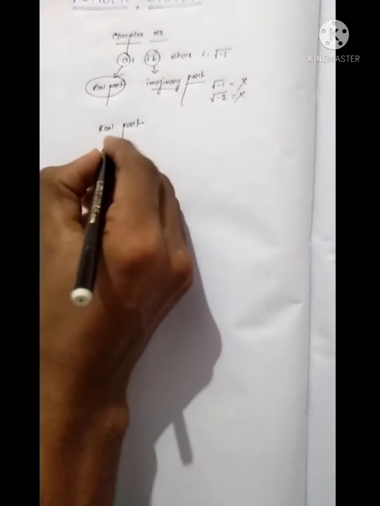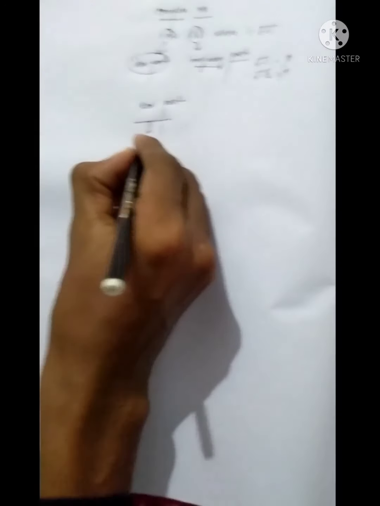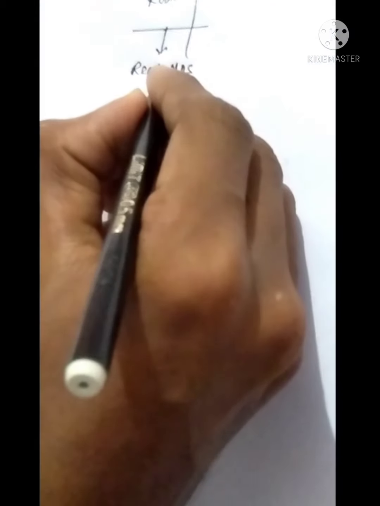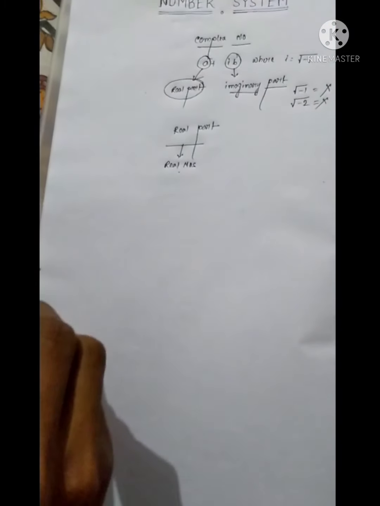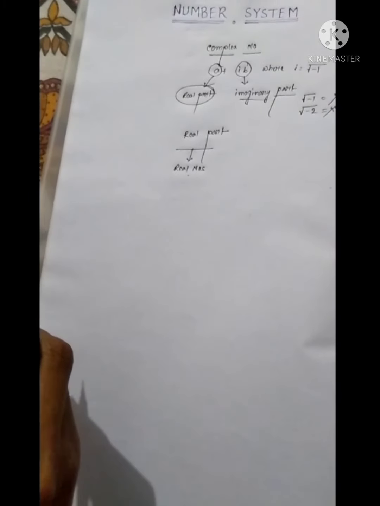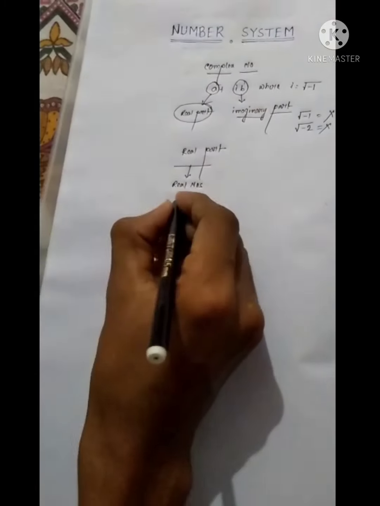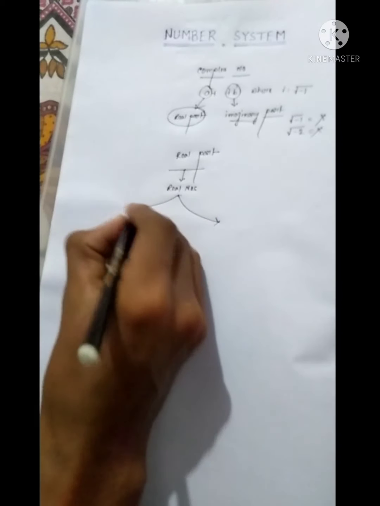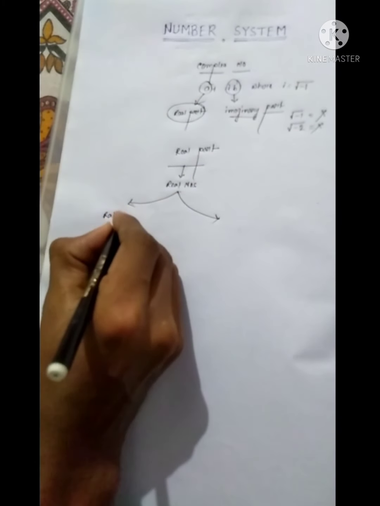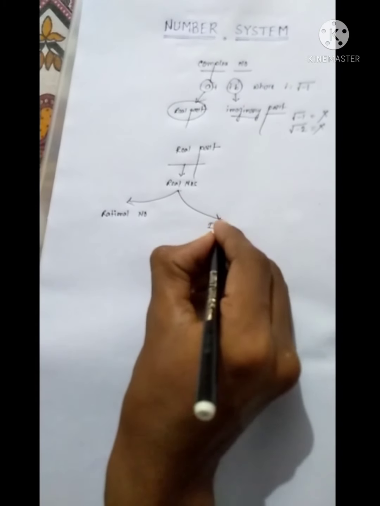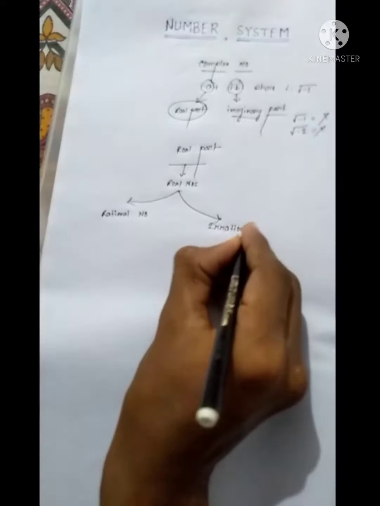It is actually made of real numbers. Real numbers have two parts: rational number and irrational number. Rational number means পরিমেয় সংখ্যা, irrational number অপরিমেয় সংখ্যা. So now, what is rational number? Rational number, irrational number.